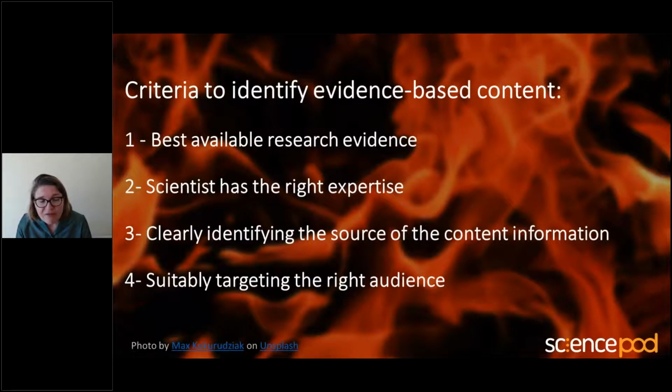And also any form of evidence-based content would need to clearly identify the source of the content information. This is obviously important when you're a source yourself. If you're a publisher, you need to be recognized as the source of evidence-based and reliable information. And finally, evidence-based content of the type that is being used for content marketing needs to be suitably addressed at the right level for the audience you're trying to target. So these are all the factors to take into account when starting out to produce evidence-based content for content marketing and other purposes.